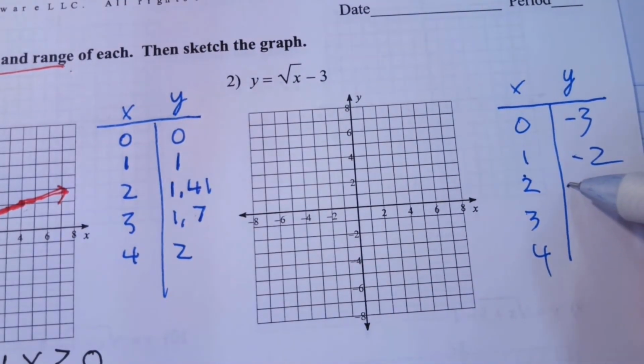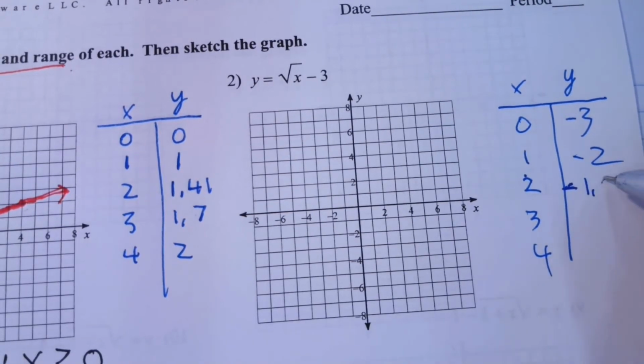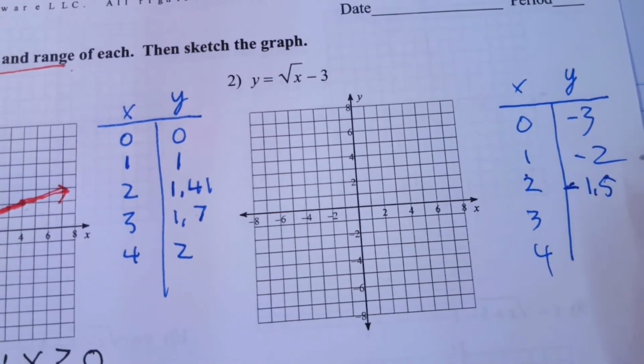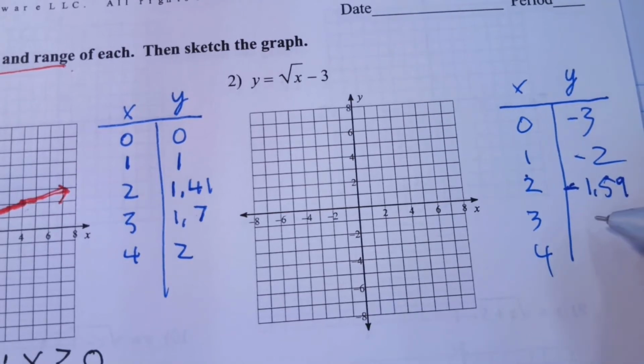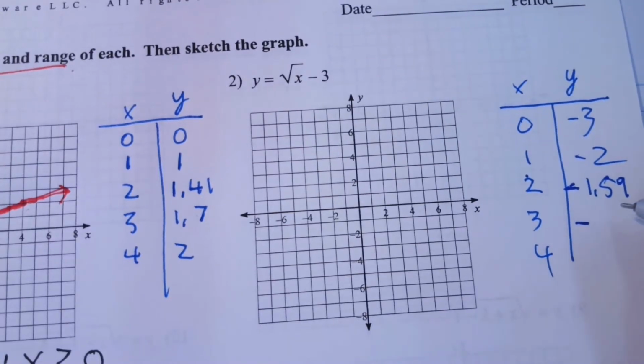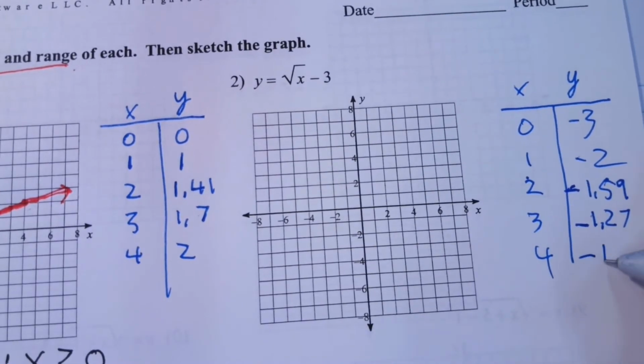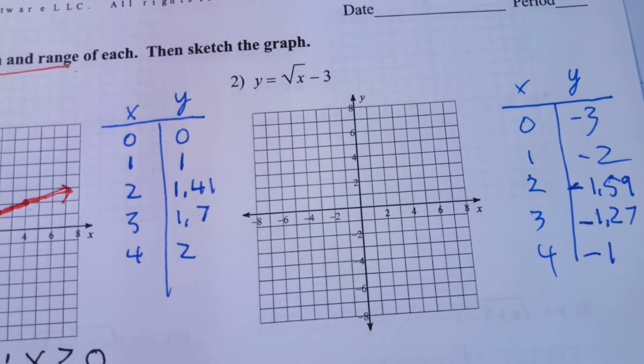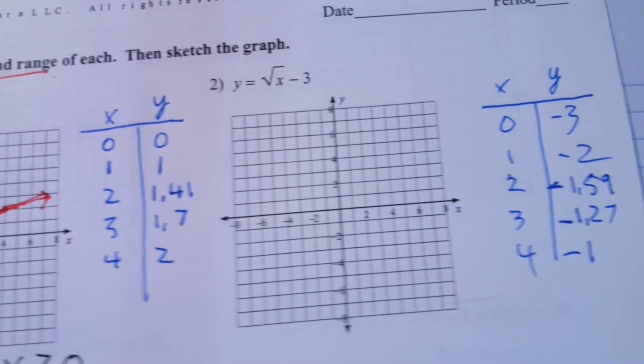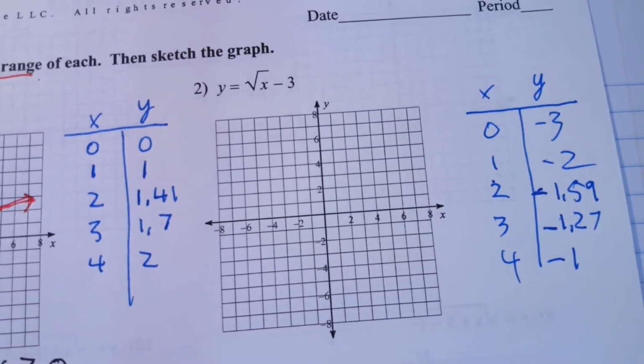Okay, go and fill in a few more of these and see if it makes any sense. This is going to be negative 1.58. So 1.59 is what it rounded to. This one would be negative 1.27 rounded. This would be negative 1. Okay, try to graph that on your graph, and then we'll look at the difference between the two things.